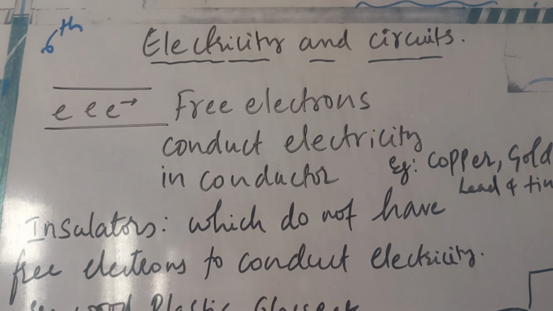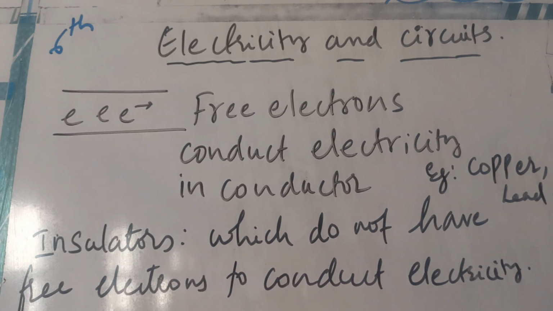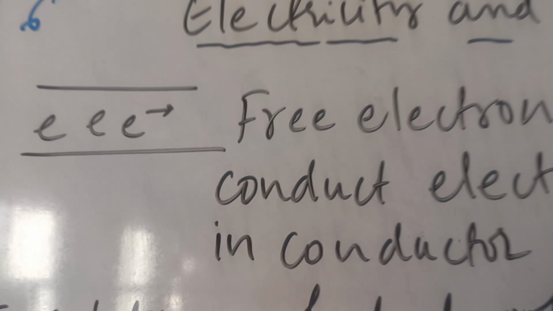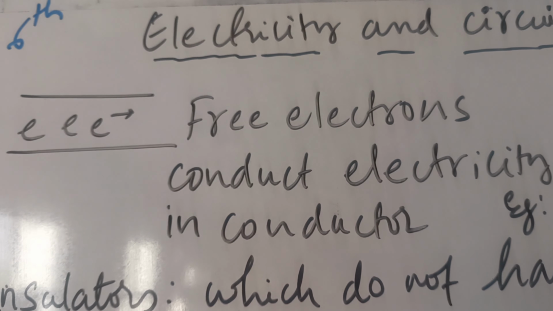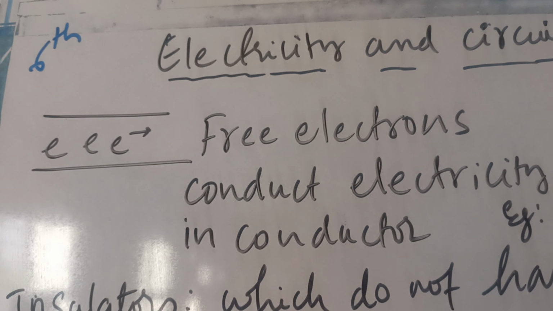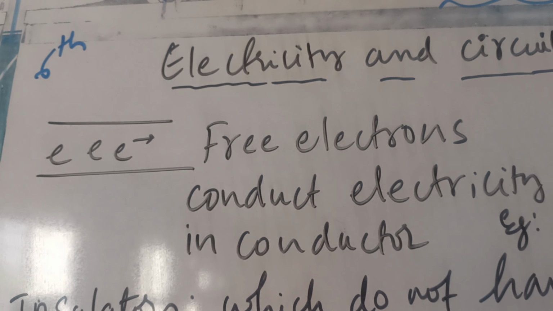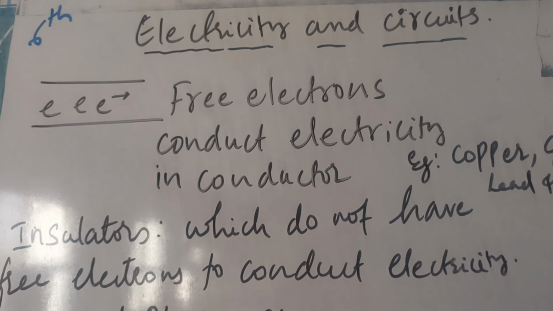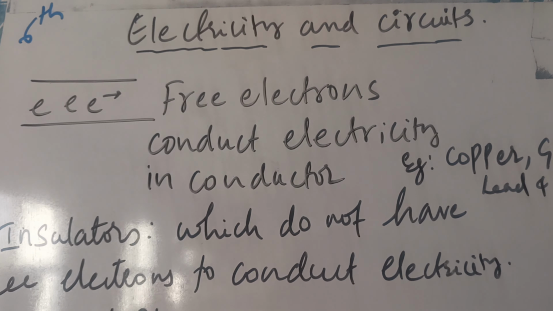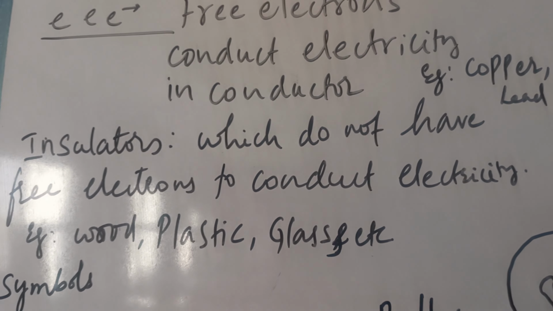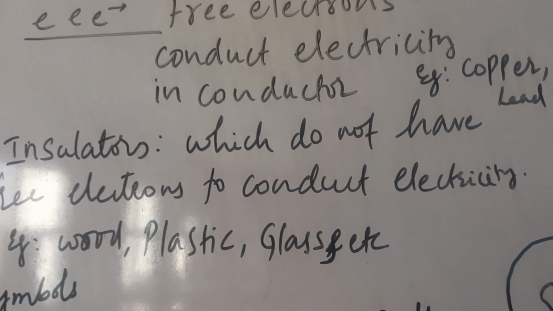So now we are going to conductors. What are conductors? Conductors are the ones which have free electrons. Those electrons will conduct electricity. The conductor is defined as the materials which allow electricity to pass through them. Insulators are the ones which do not allow electricity to pass through them.